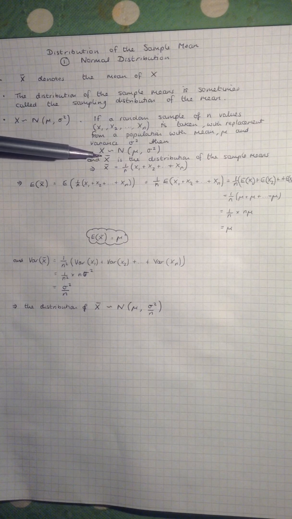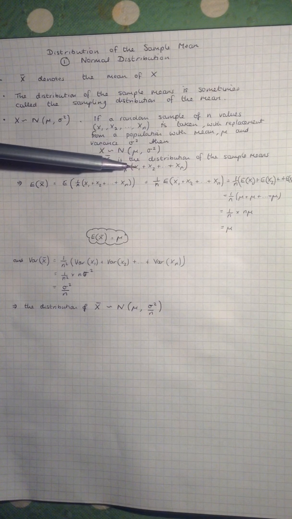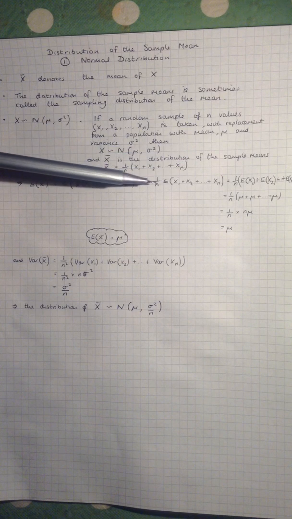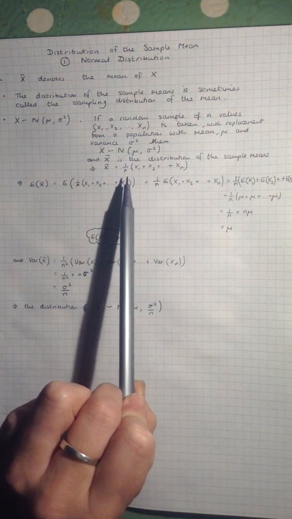This then leads to x bar being the distribution of the sample means, and where x bar is 1 over n of all of your values added up. So how you normally find the mean, from the sum of all your data values divided by how many you've got, which is n.